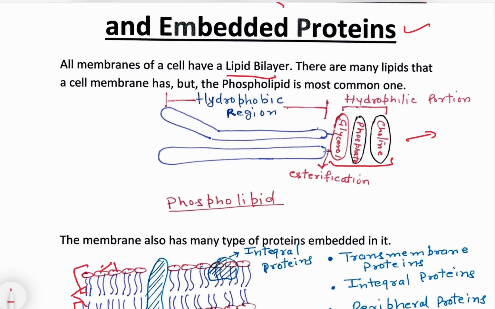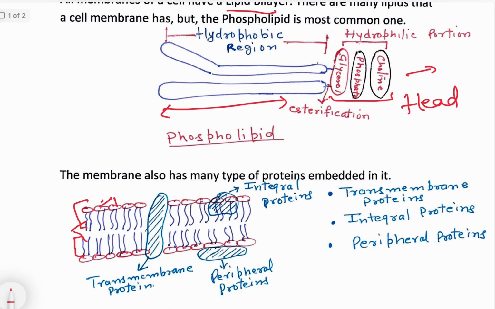So they have this type of structure, called the hydrophilic portion on the head region, and this is the hydrophobic region right here, and that is staying away from the water. So like you see right here, these are the hydrophobic region. Phospholipid is the most common lipid that these cell membranes are made of, and so this is the structure of the phospholipid that I showed you.